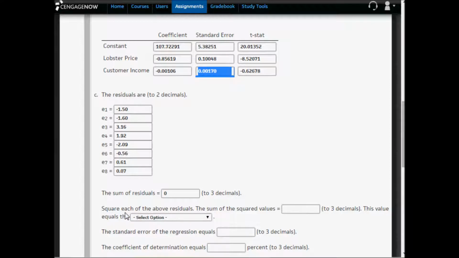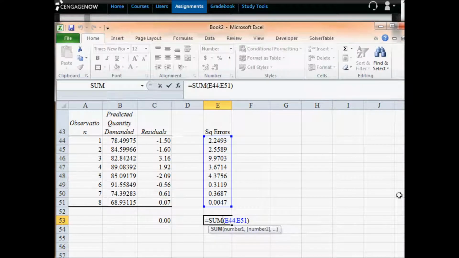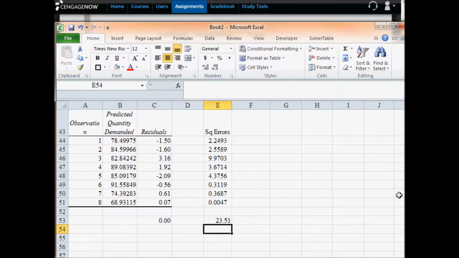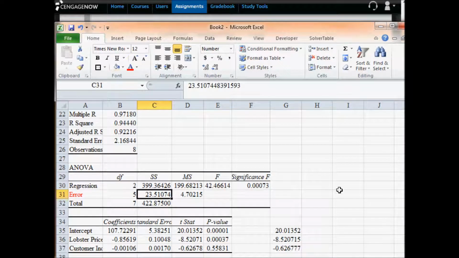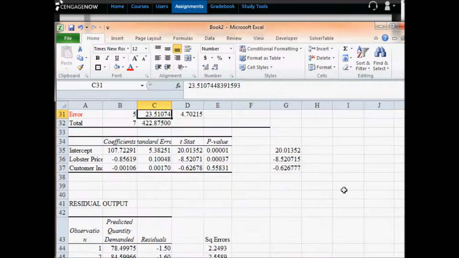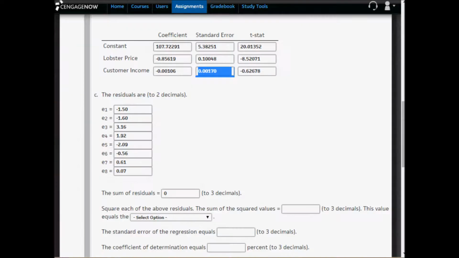The next question says square each of the above residuals. Sum the squared values. So we've got to sum them, right? So the sum of the squared errors, we call that the SSE. I notice this number 23.51 is that number right there. Okay, so I'm going to copy that number. I'll paste it in Cengage now.